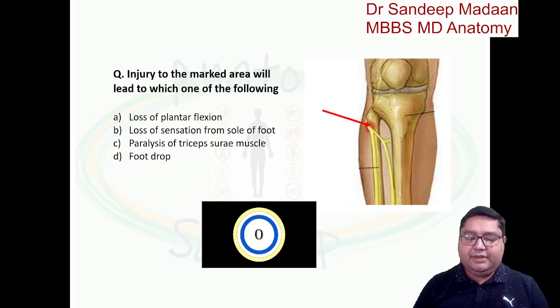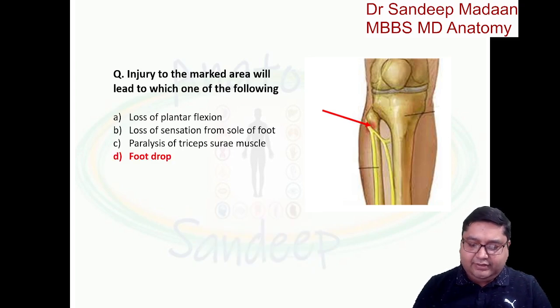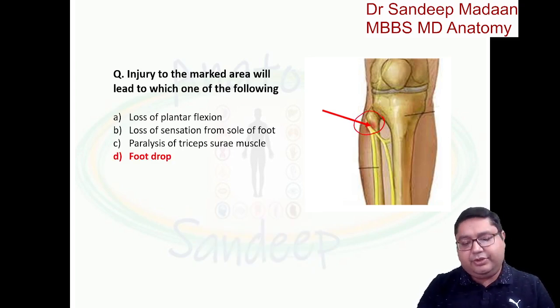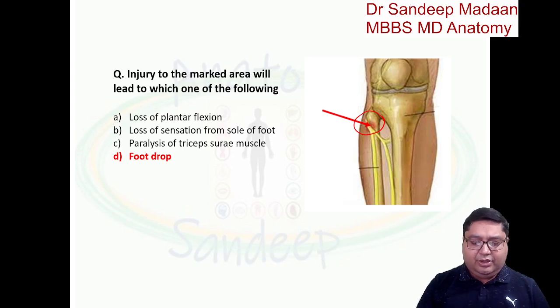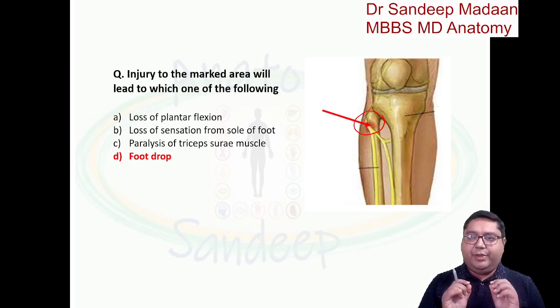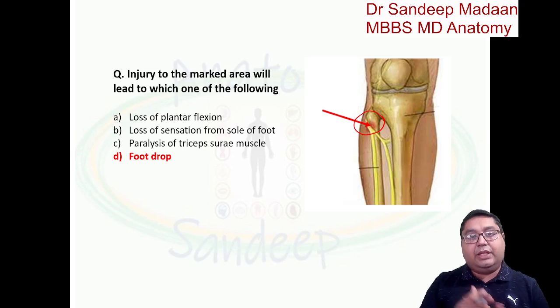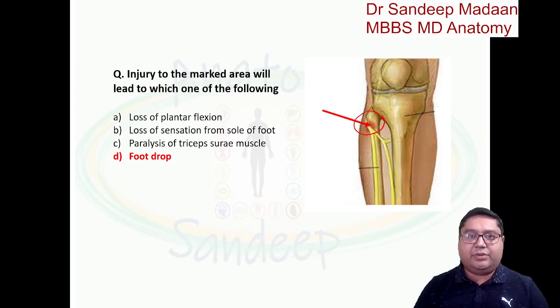What will be the answer? See here, the injury is taking place at the level of the common peroneal nerve, because the neck of the fibula is getting involved. At that point we have the common peroneal nerve. Common peroneal nerve injury will lead to foot drop. Actually, the specific answer for the foot drop should be deep peroneal nerve, but common peroneal nerve will definitely also lead to that foot drop along with the loss of eversion. But choice A, plantar flexion, sensation of the sole of the foot, and paralysis of the triceps surae, that will be due to the tibial nerve. Now let us move on to the next question.